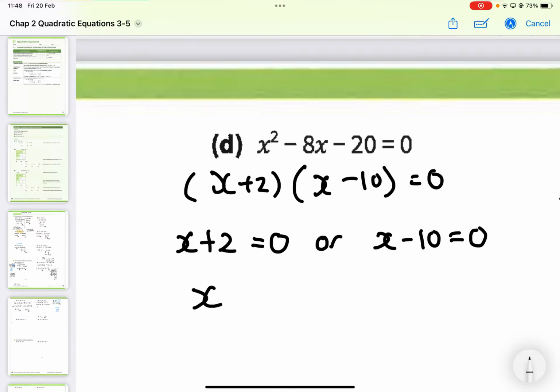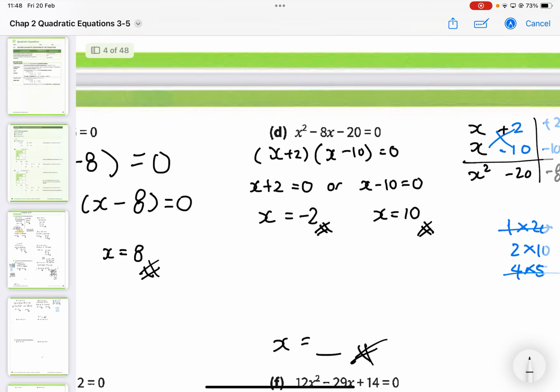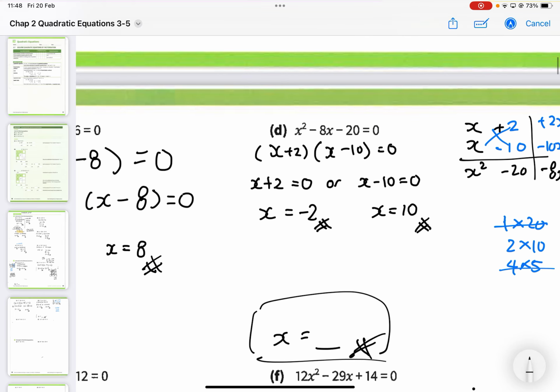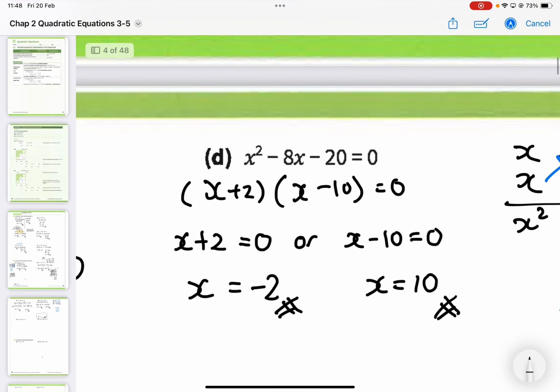Then make x the subject. Minus 2 on both sides. One answer. Plus 10 on both sides. Another answer. Then I get to my endpoint. What is x? x is negative 2. x is 10.